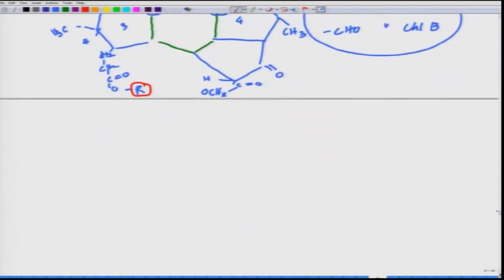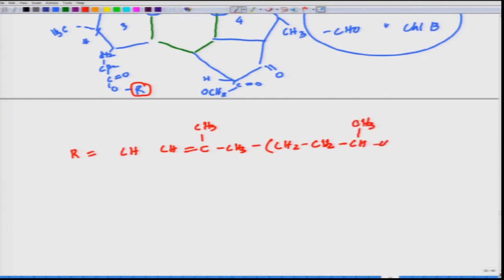Now that R group I mentioned is equal to C, CH2, CH, C, CH3, then you have CH2, then CH2, CH2, CH, CH3, CH2, CH2, CH, CH2, CH2, and then a CH here, and then you have the methyl group attached to it, CH3. So, this is basically the formula for chlorophyll A and chlorophyll B.